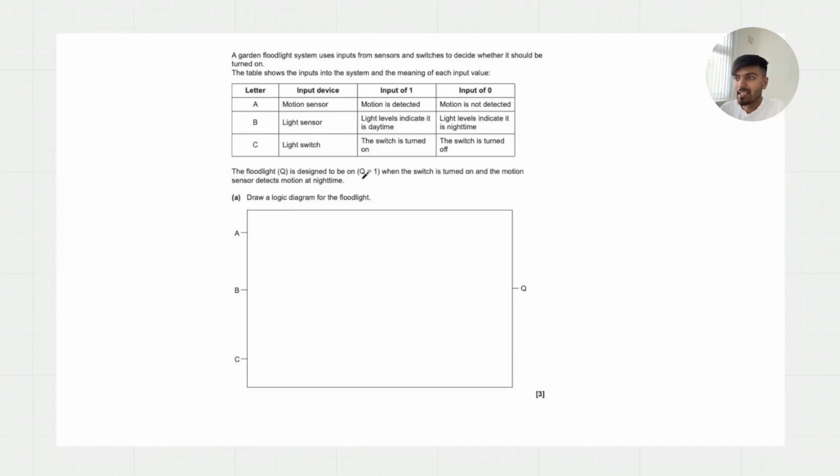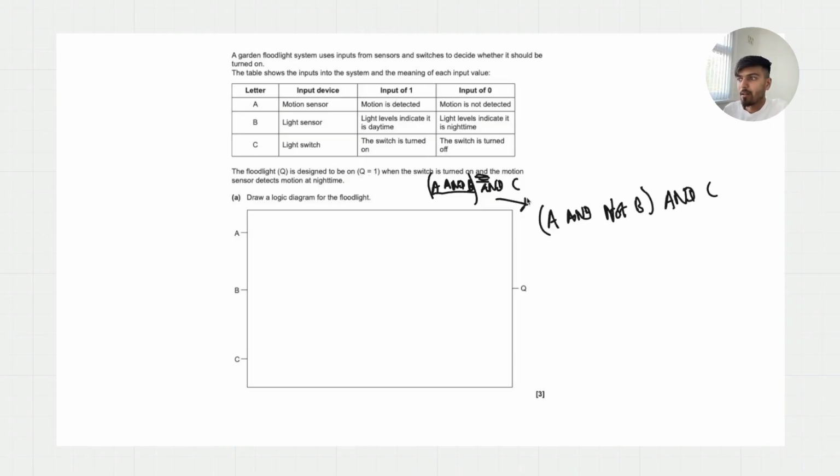We're told that the floodlight is designed to be turned on when Q is equal to 1, when the switch is turned on, so C is 1. So we're going to be using an AND straight away. The motion sensor detects motion at nighttime, so motion detected is 1 and nighttime is 0. So we have A and B first, and then we have AND C. However, if these are 1, that would mean motion is detected and the light level indicates daytime. So we need to somehow make it into a 0 so that it's nighttime. The way we do this is simply to add a NOT in front of B. So we have A, then B with the NOT, and C is your switch, which is turned on.